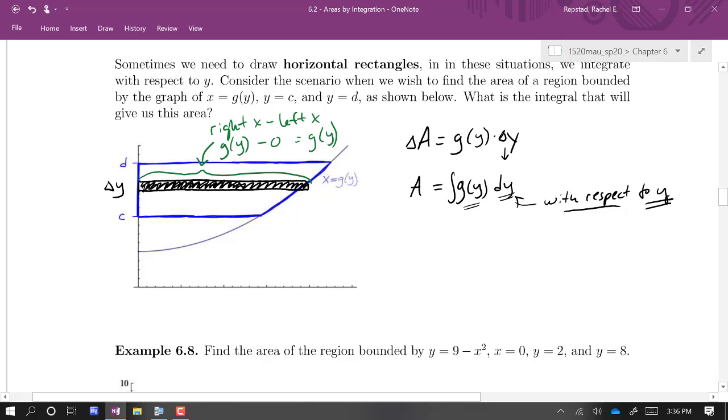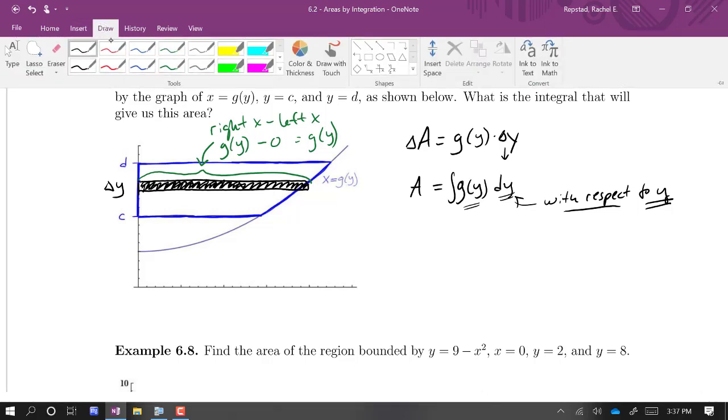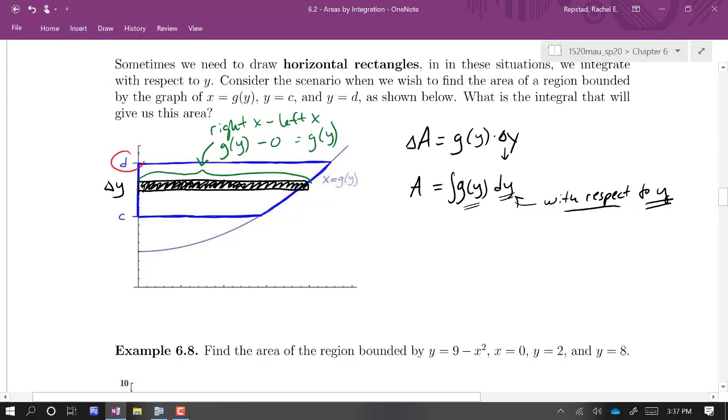And because we're integrating with respect to y, we need y limits. And just like with the other scenario where we use vertical rectangles, our limits are going to come from the physical boundaries of the region. But this time, if I'm drawing horizontal rectangles, those boundaries come from above and below. How far down could I push that rectangle? How far up could I push that rectangle? And these limits now are from C to D. These are y limits.